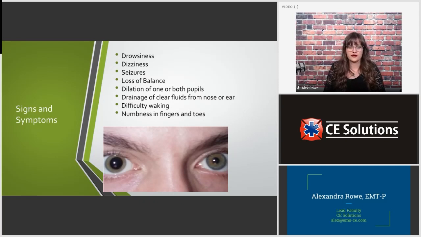Other symptoms could be drainage of clear fluids from the nose or ear. That could be significant, right? That could potentially be like cerebral spinal fluid. Difficulty waking, so you can't arouse them, can't get them to wake up. Numbness in their fingers and toes.